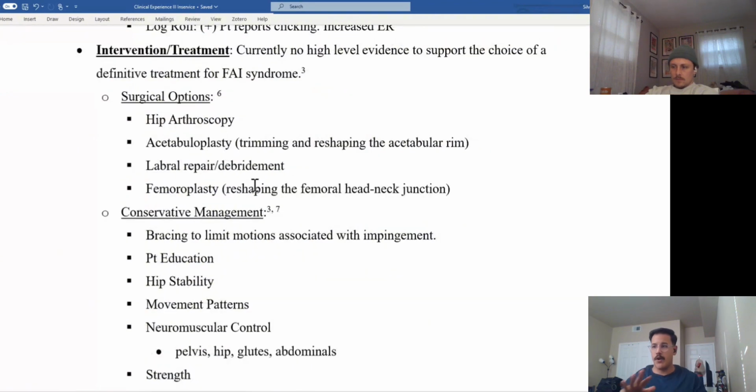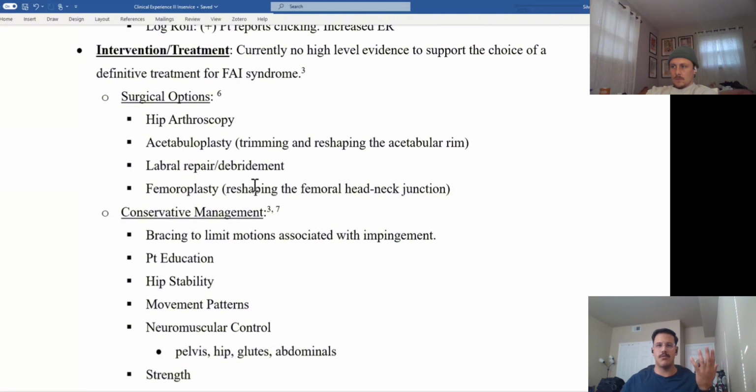So overall, there's not a lot of high level evidence from what I've seen in a couple articles. There are some good articles addressing the gist of what you can do outside of surgical options, which I'm going to talk about surgical options too, that being either arthroscopy, acetabuloplasty, labral repair, if you do find out that it is a labral involvement, and debridement, or femoroplasty.